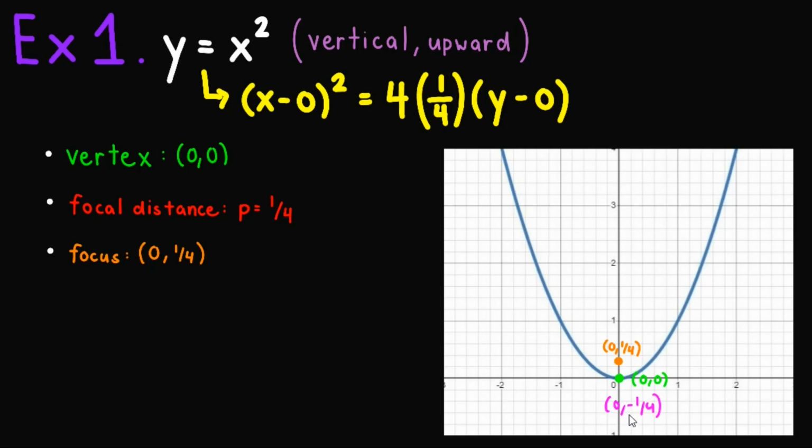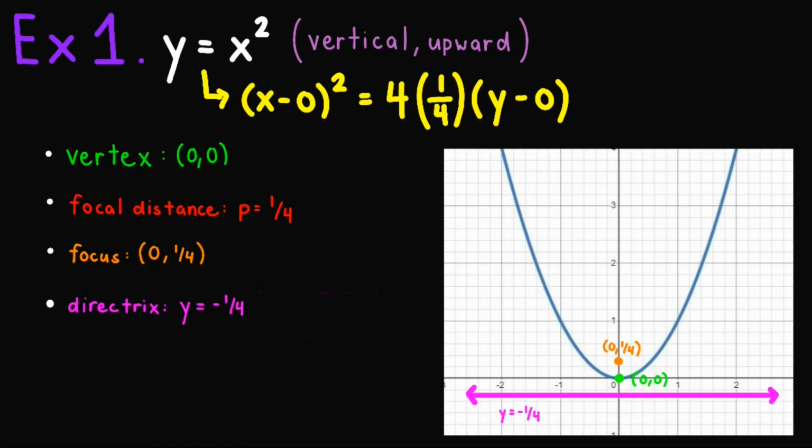But since the directrix is a line, more specifically a horizontal line, we know that horizontal lines are given by y equals some certain value. Since the y component here is negative 1/4, we just put negative 1/4. So we have this to be the directrix. So we now obtain the focus and the directrix.